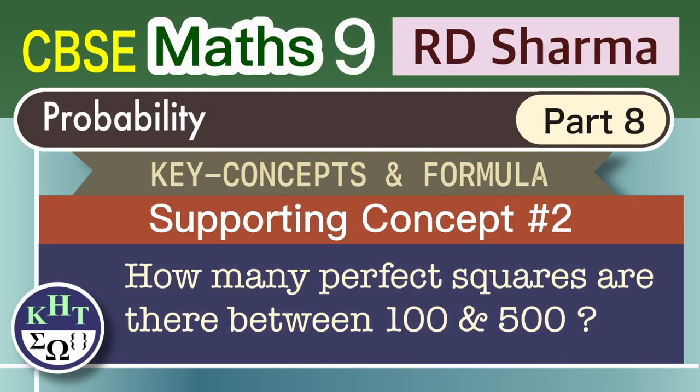This is part 8 video from the chapter of probability, where I will discuss the second supporting concept which will be required to solve certain specific kinds of questions from the chapter of probability. That is, how do we find how many perfect squares are there between any two given integers, let's say between 100 and 500. I will discuss how we find this with a few examples.